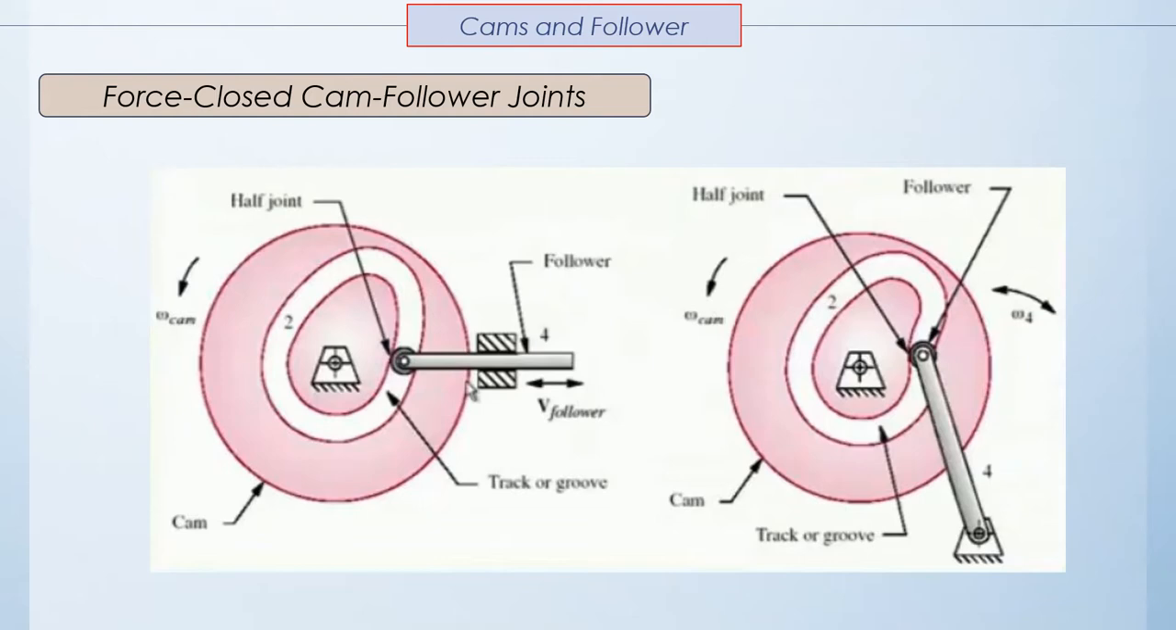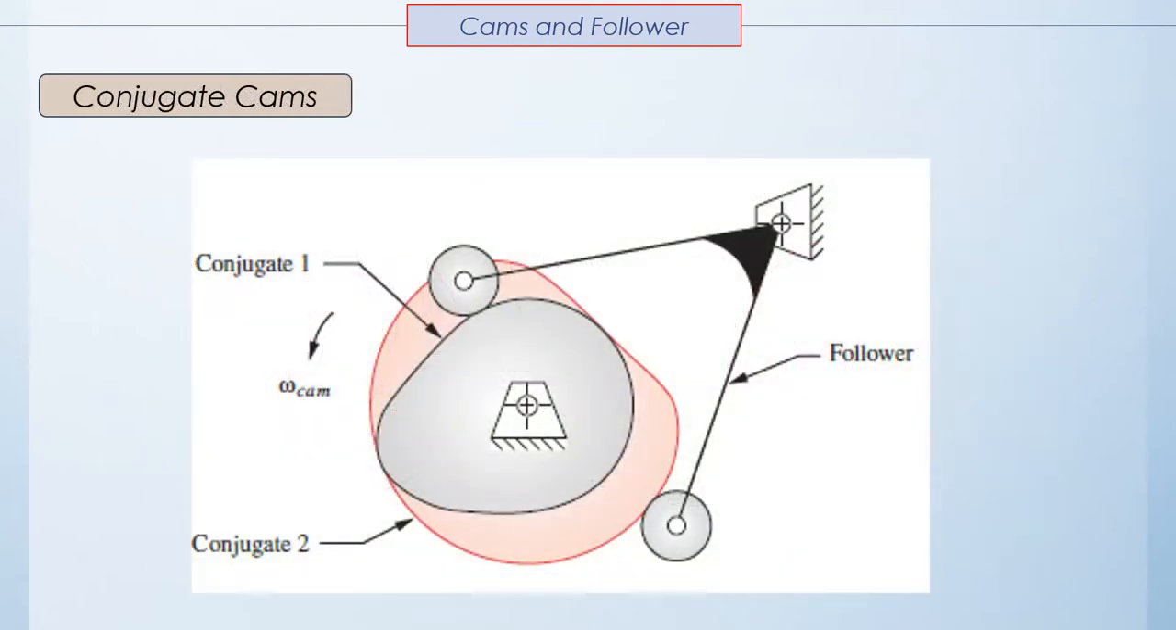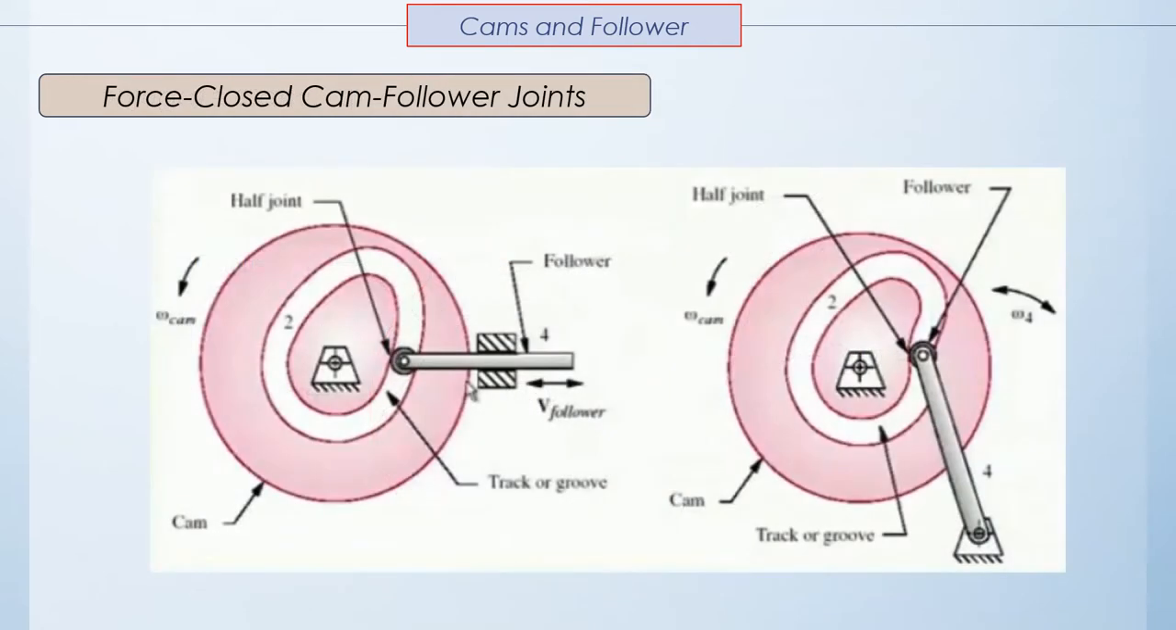This is a conjugate cam. If you look at this one, the roller, or we call it the track or groove. As the cam is rotated clockwise or counterclockwise, what happens to our follower? It will move in line and just follow the track or groove that we have inside the cam.